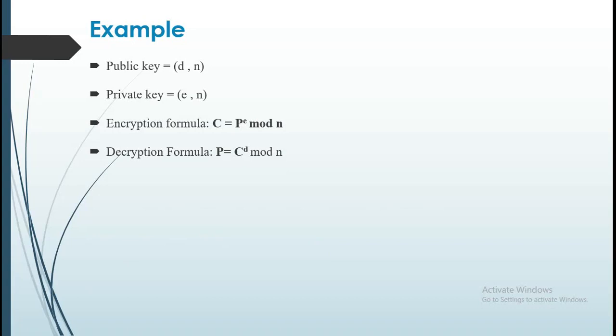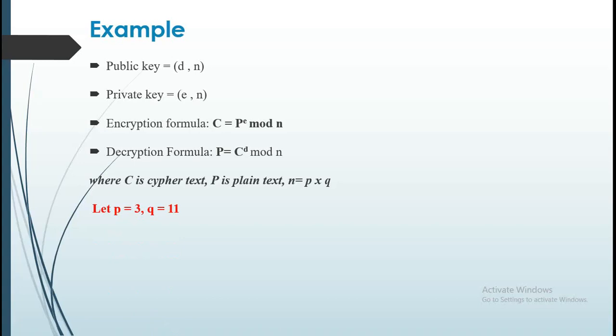P raised to the power E mod n, and the decryption formula is P equal to C raised to the power D mod n, where C is your ciphertext, P is your plaintext, and n is equal to the product of P and Q, the large prime numbers. So let P equal 3 and Q equal 11.